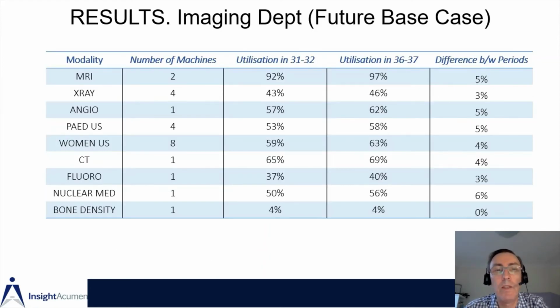And in this table, you can see a summary of the utilization results for the future base case. The modeled modalities are in the left-hand column, followed by number of machines, the utilization in 2031-32, the utilization in 2036-37, and then the difference between those future periods. And there was an increase in all cases due to future demand being higher, in all cases except for bone density at the bottom here, where the difference was 0%.